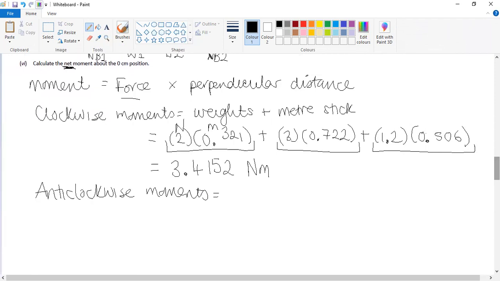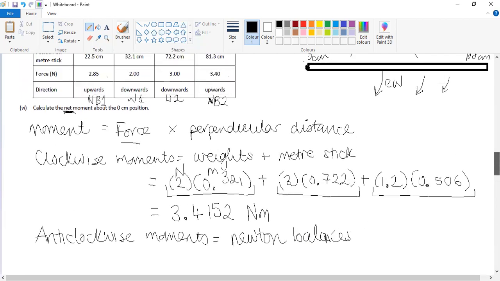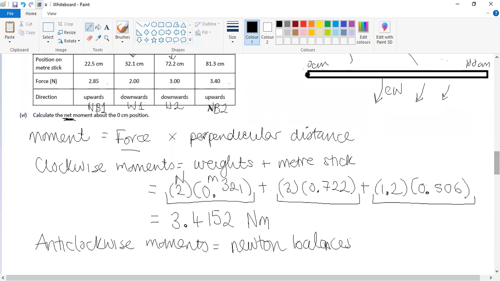So it's going to be a little bit less calculating for us. That's Newton balances, and there are two of them, so we'll be multiplying and adding them all together. Very scribbly writing today. Again, I'm going straight to my data table and figuring out which ones I need to use. I'm going to do Newton balance 1. That one had 2.85 newtons times 0.225 meters. Just in case you're wondering, that's from here. Okay, Newton balance 1. And then we're going to have Newton balance 2 as well.